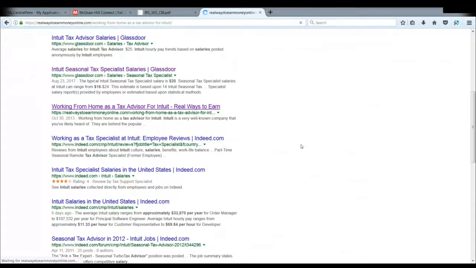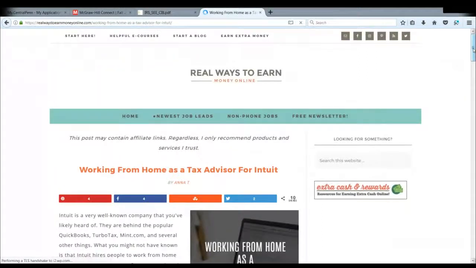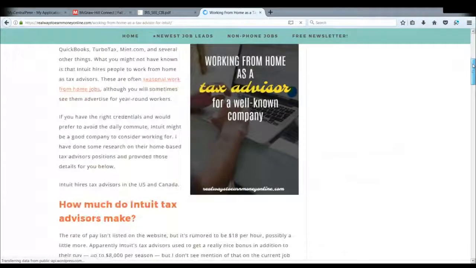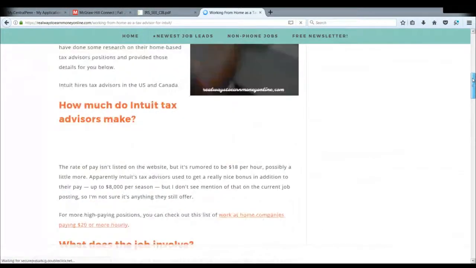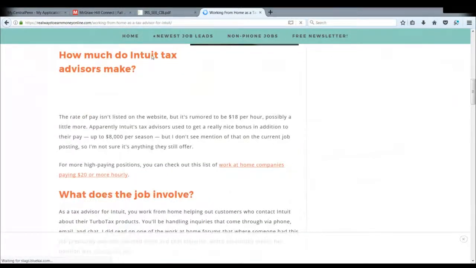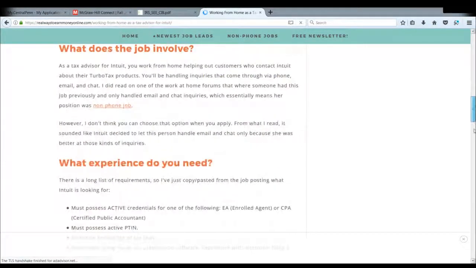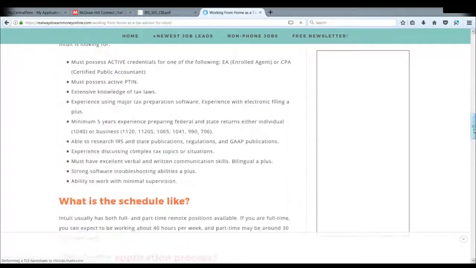Real ways to earn. So even when I was in college, man, I've always tried to have jobs that weren't like the mall, stuff like that, like really jobs that are leading somewhere, right? How much do Intuit tax advisors make? The rate of pay isn't listed on the website, but it's rumored to be $18 an hour, possibly a little bit more. In addition to their pay, up to $8,000 per season, right? So the $8,000 per season is based on incentives of your work performance, right?